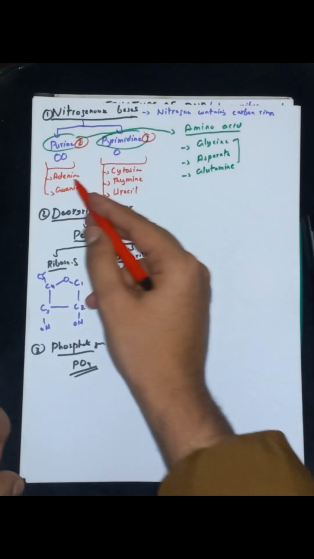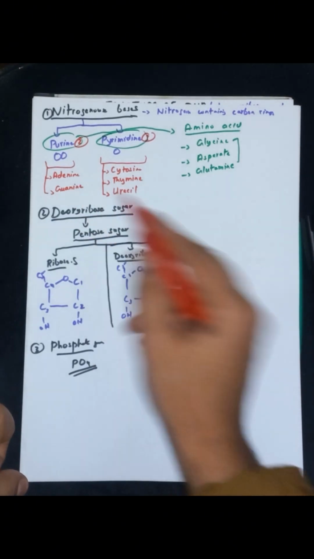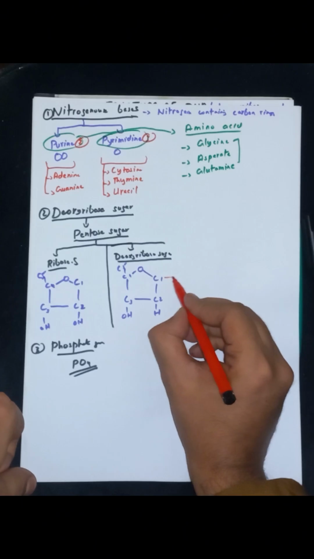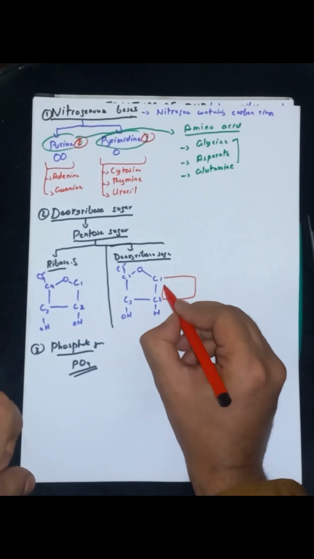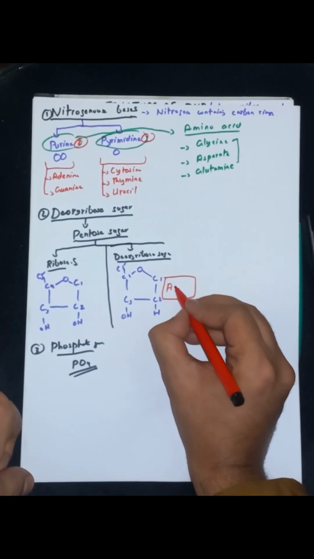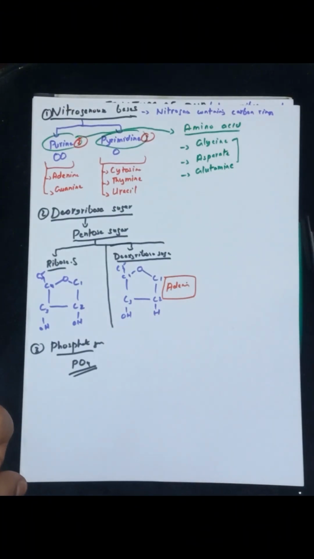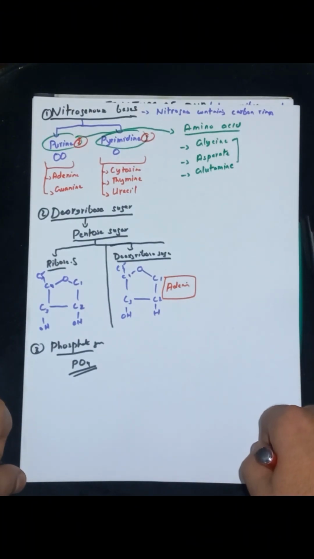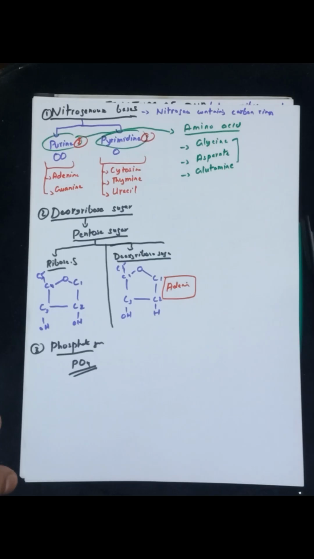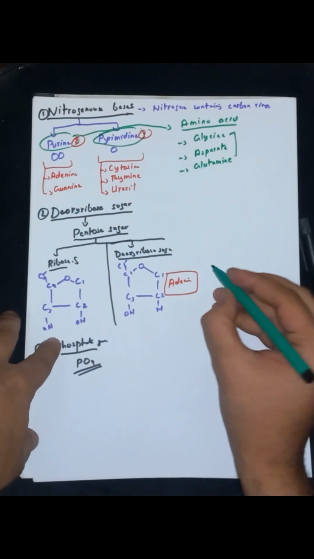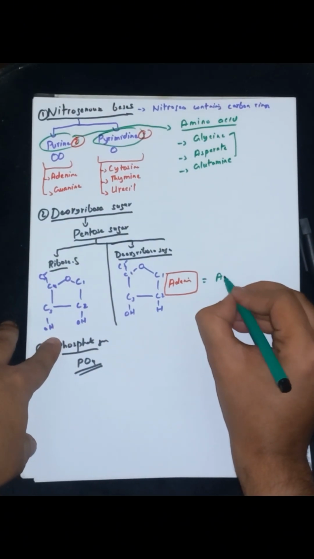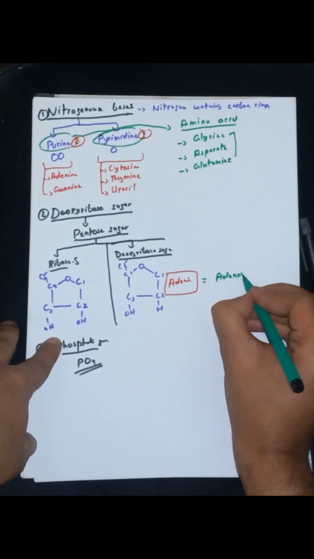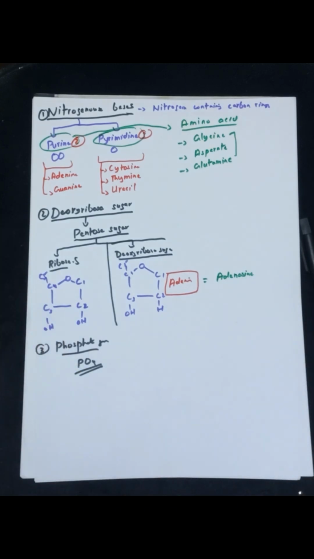So let's bring adenine here. Okay, this is deoxyribose, and adenine will come here. Adenine has arrived here. So what has it formed? It has formed adenosine. Okay, so adenosine is formed.